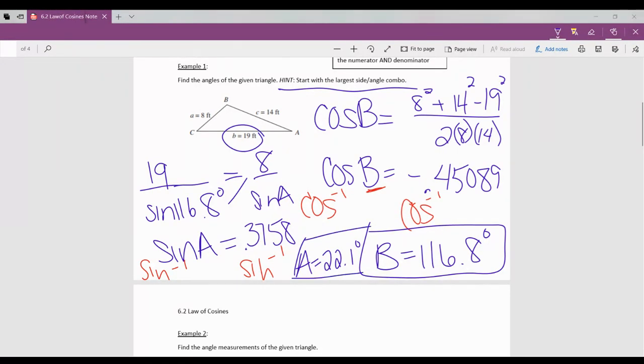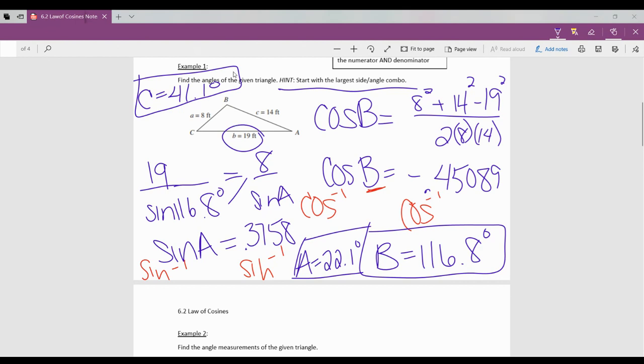Okay, so now I have 2 out of the 3. I know a triangle needs to add up to 180. So once I have 2 out of the 3, I'm going to do 180 minus 22.1 minus 116.8 because I want it all to total 180. So I get angle C is equal to 41.1 degrees. Okay. So that is my final answer for these 3 angles.